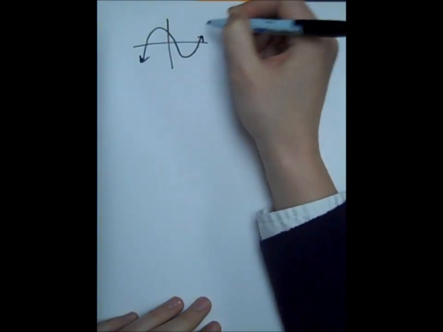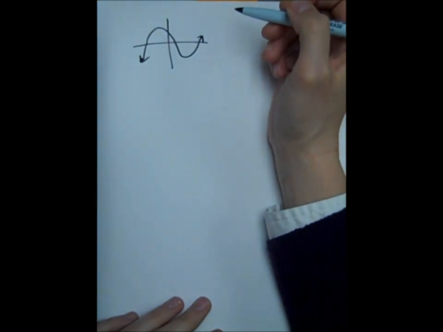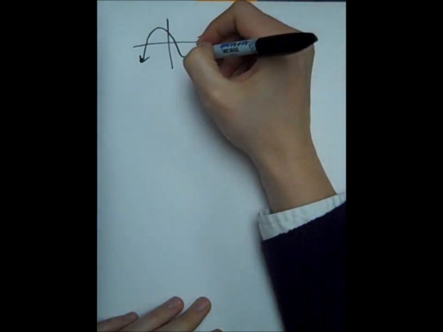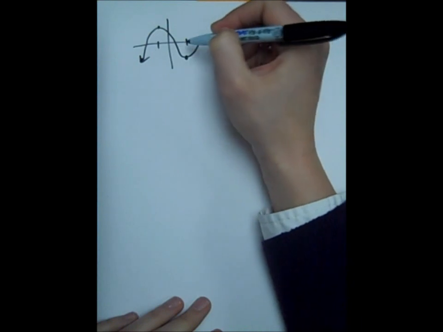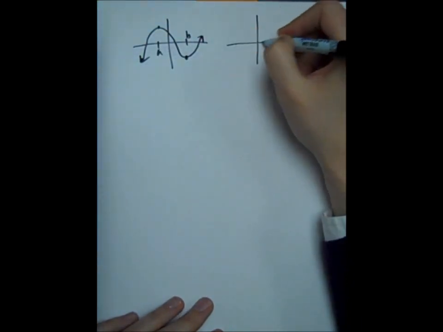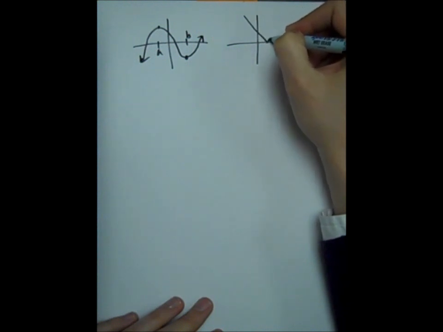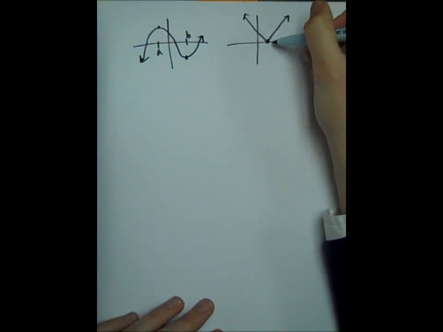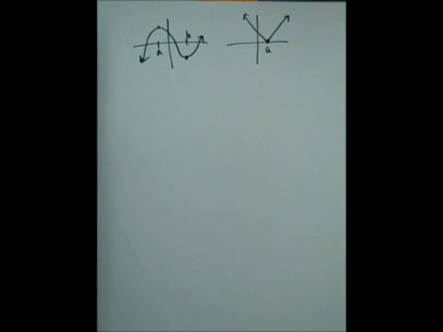Maybe it looks something like this. Critical values are where the derivative is 0. So that would be here and here. Those would be my two critical values, this a and this b. But I also want to consider something like this. So this is an absolute minimum, but the derivative doesn't exist there. So this is where the derivative not existing comes in.